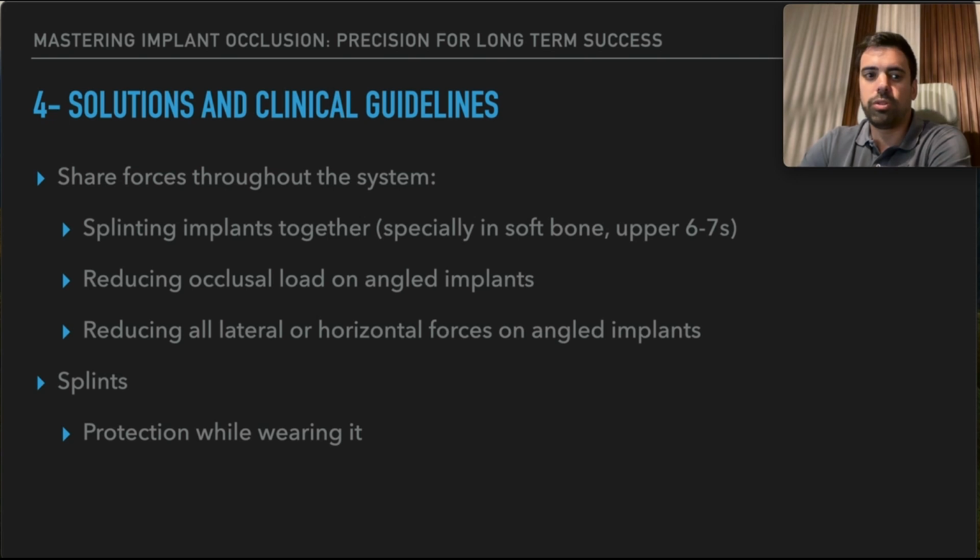Then we want to be placing splints. Obviously, if we have a full arch, we want to protect our work, doing some night guard or at least something to protect what we've done.